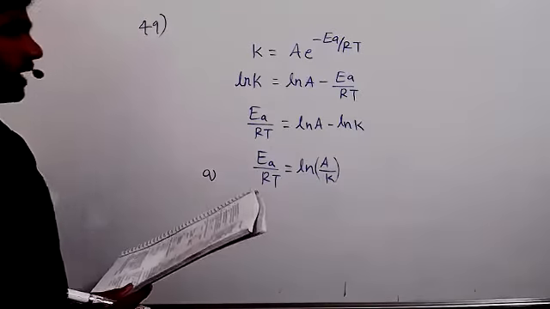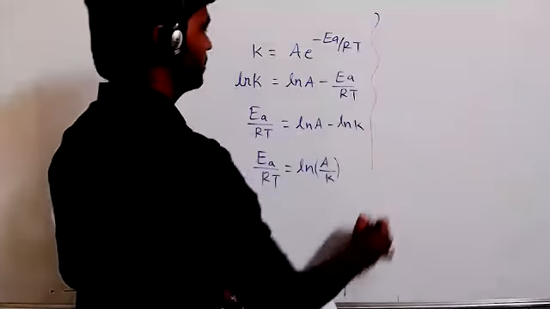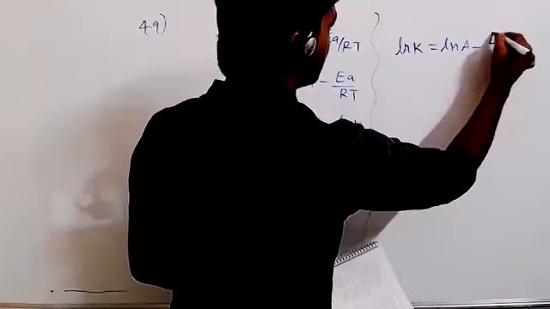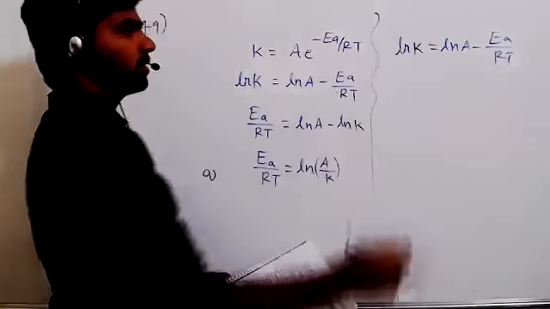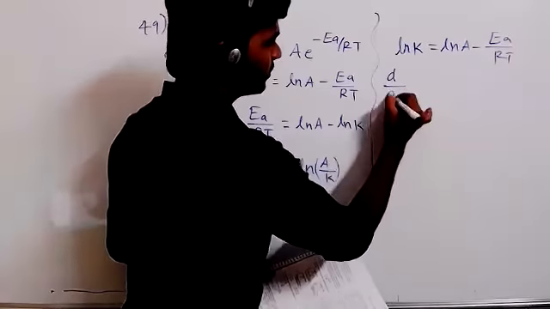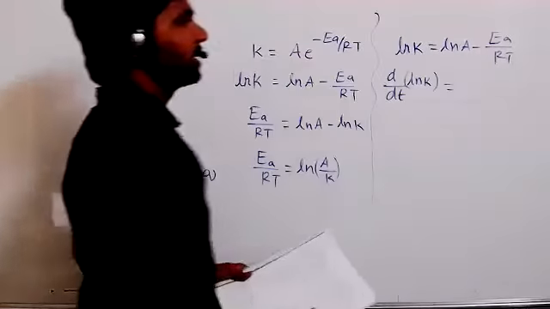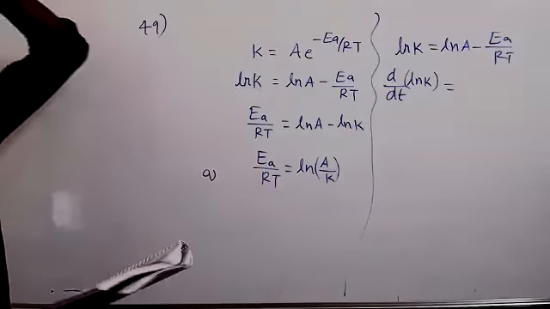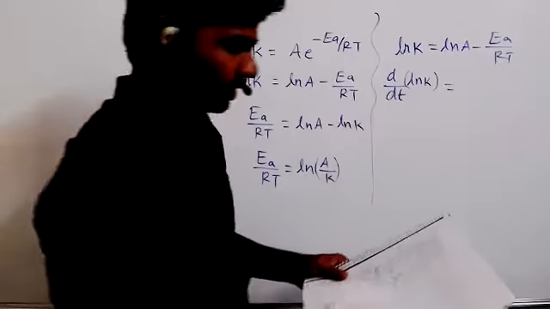d by dt of ln k. Okay, take this equation: ln K equal to ln A minus Ea by RT. Differentiate this one. Differentiation of ln K, d by dt of ln K equal to... this is constant, ln A, so it becomes 0, no? Differentiation of a constant value is 0.